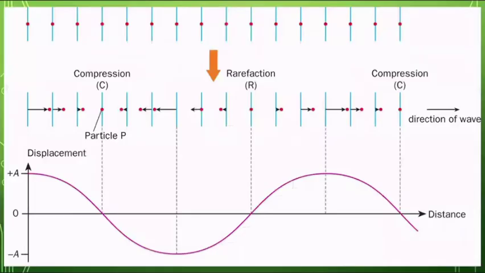So this is how it's going to look. This is your compression, and it's plotted at 0 because there is no displacement. This is the center of compression. This one was displaced maximum towards the left, so we plotted it at the negative most value, the bottommost value. This one was displaced maximum towards the right, so we gave it the height. And so this is known as the amplitude, which is the maximum displacement of a particle from its rest position.